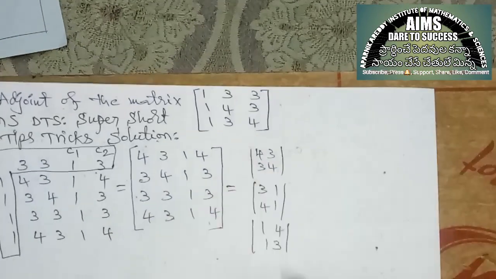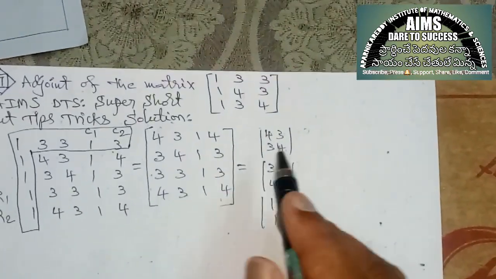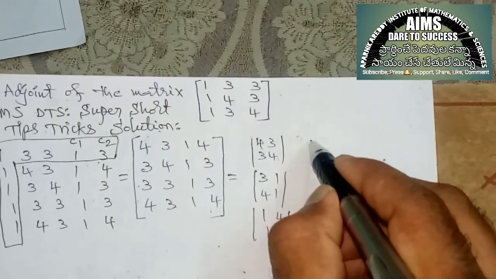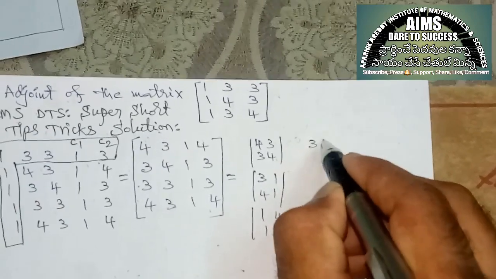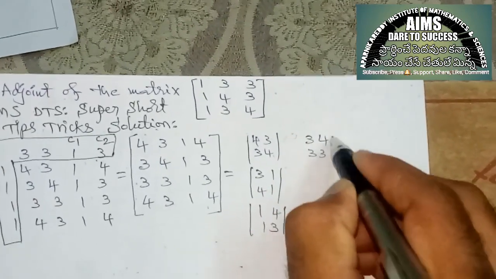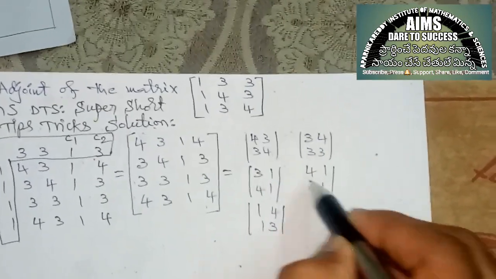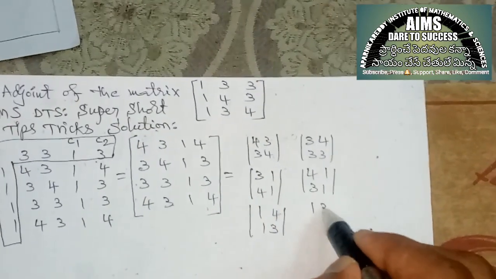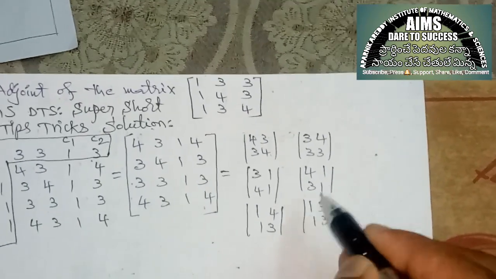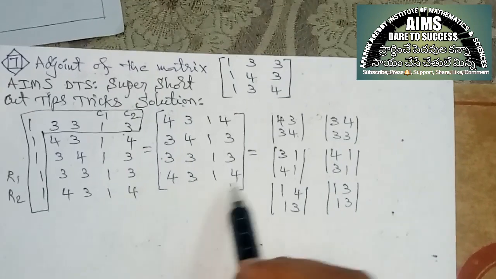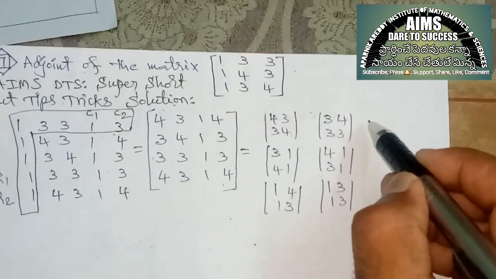The first column is completed with the row 1 and row 2 part. Next I want to assume row 2 and row 3. I am writing the second column: 3, 4, 3, 3. Next 4, 1, 3, 1, 1, 3, 1, 3. The second column is also completed.